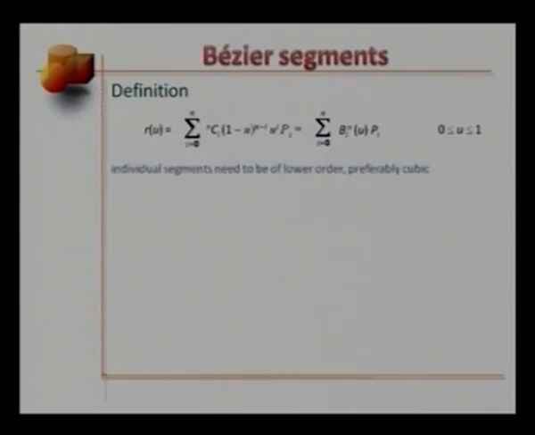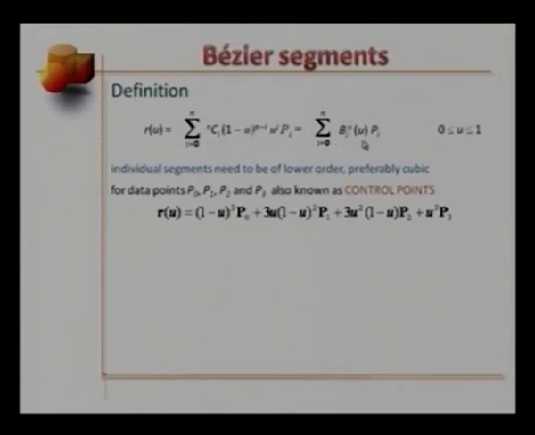We have seen this before when we were discussing Ferguson curves and also Bezier curves, that individual segments need to be of lower order, preferably cubic. Once again, to remind us, we need this to minimize oscillations in a segment. If a Bezier segment is cubic, it will need 4 data points, P0, P1, P2, and P3. You can call them design points or control points.